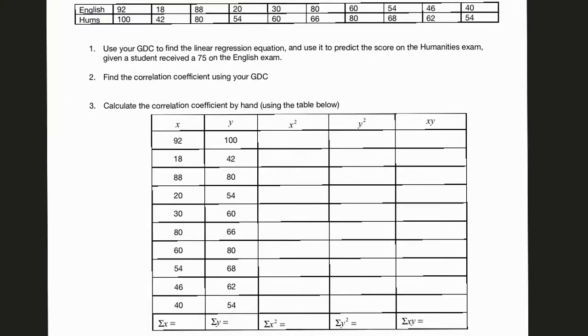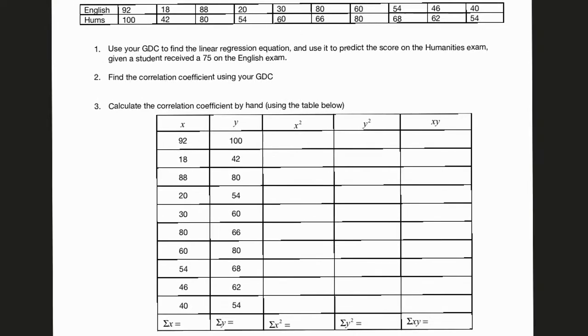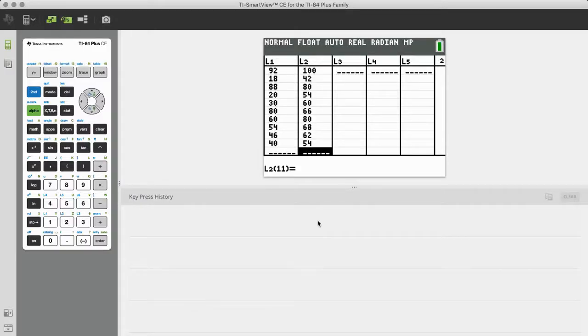All right, so for this particular table, we're going to put the top row into list 1, and the bottom row into list 2. Then I will explain how to use your calculator to find the correlation coefficient and how to fill in the rest of this chart. On the calculator screen, you can see I have the data for English in list 1, and the data for humanities in list 2.